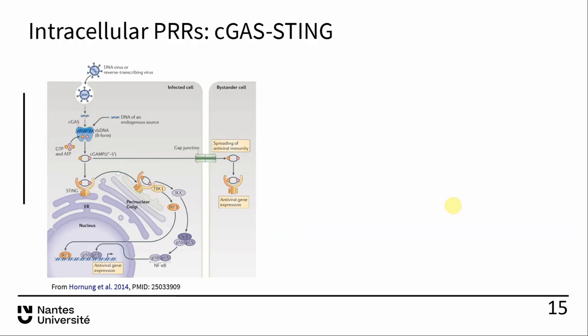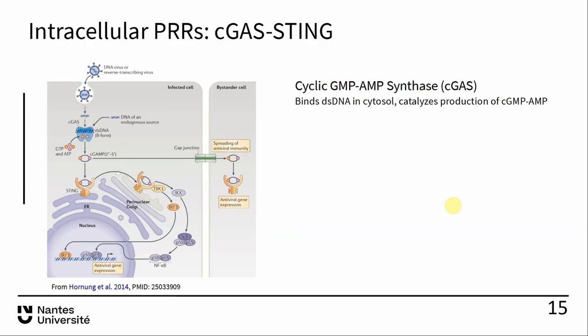So RIG-I-like receptors, mostly RNA viruses. cGAS-STING is specifically for DNA viruses. cGAS is cyclic GMP-AMP synthase, which has the ability to bind double-stranded DNA in the cytosol. After this binding, it will catalyze the production of cyclic GMP-AMP, which is a small secondary signaling molecule. This will diffuse freely inside the cytosol and then activate STING, the stimulator of interferon genes, which is bound to the endoplasmic reticulum membrane. Once again, activation of cGAS-STING will lead to induction of type 1 interferons.